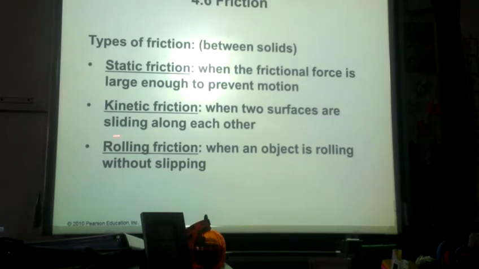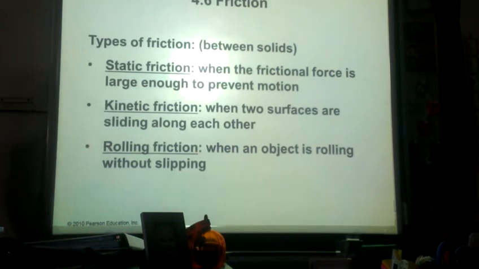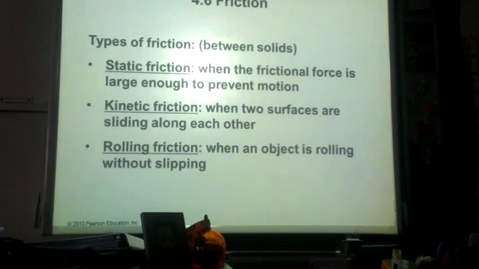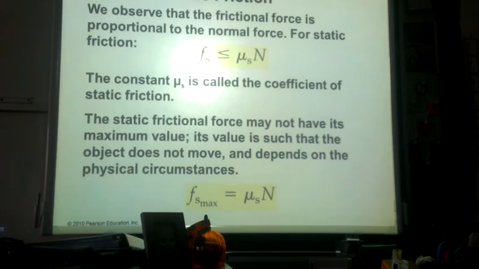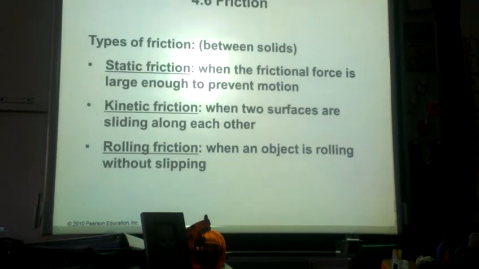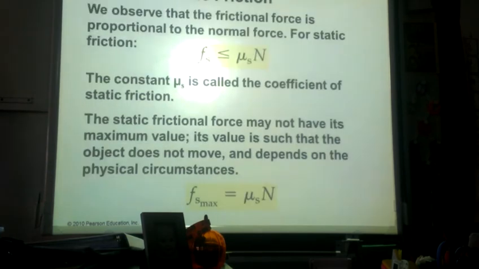And then rolling friction, we're not going to focus on rolling friction in this chapter. We're going to focus on that in chapter 11. Ultimately, that's just when an object is rolling without slipping. Rolling without slipping could be like a basketball rolling around on the gym floor.